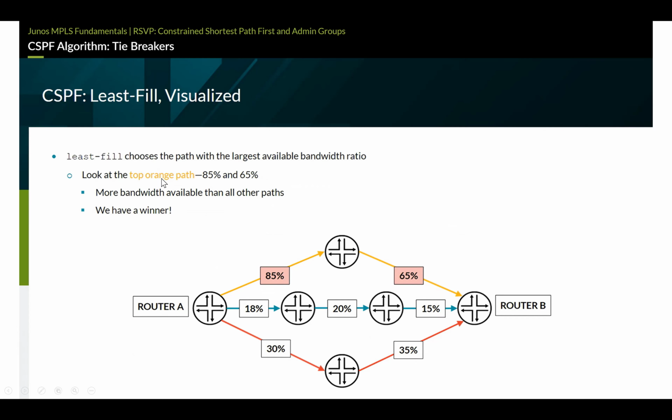So look at the top orange path. This is the orange path that is 85% and 65%. More bandwidth is available in this path than all other paths. Okay, so we got a winner. The orange path will be the winner when you consider least fill.